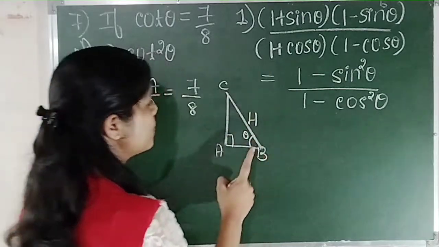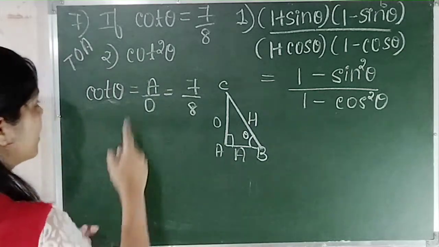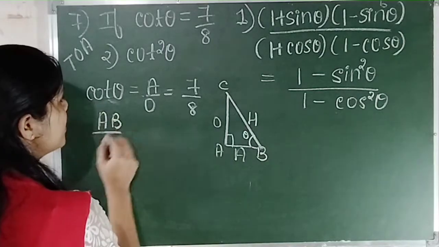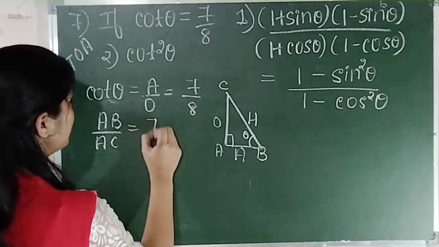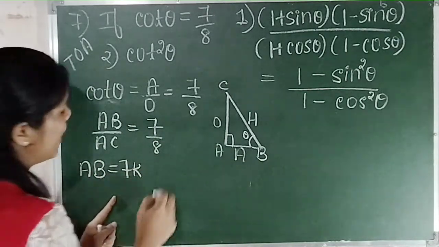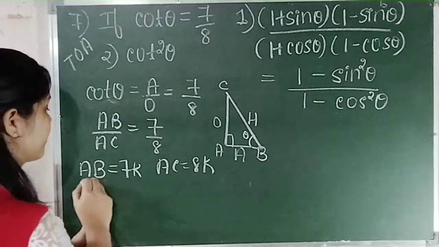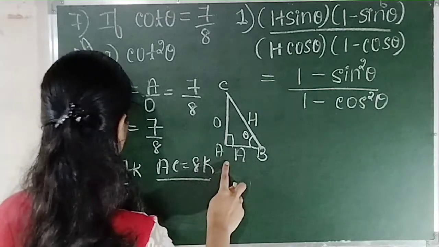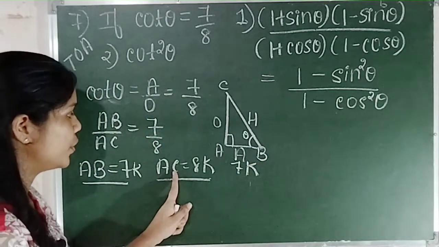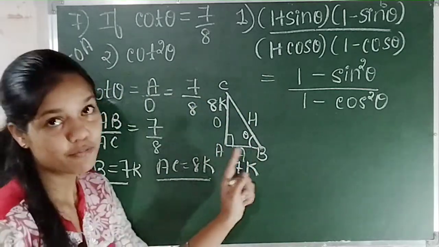So this is the hypotenuse, the side opposite to theta is the opposite, and this is the adjacent. Here the adjacent side is AB and the opposite is AC, that is equal to 7 by 8. So this implies AB is equal to 7K and AC is equal to 8K, where K is a positive integer. Now we got the value of AB as 7K and AC as 8K. So apply the Pythagoras rule and find the value of BC.